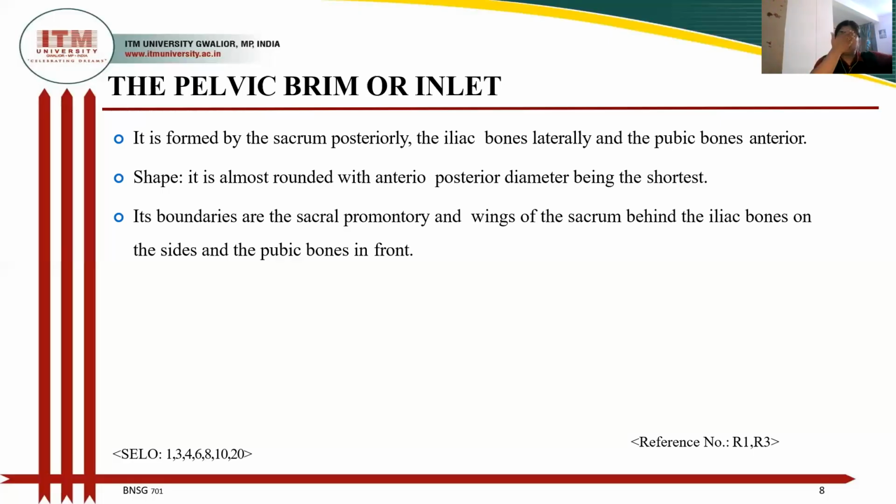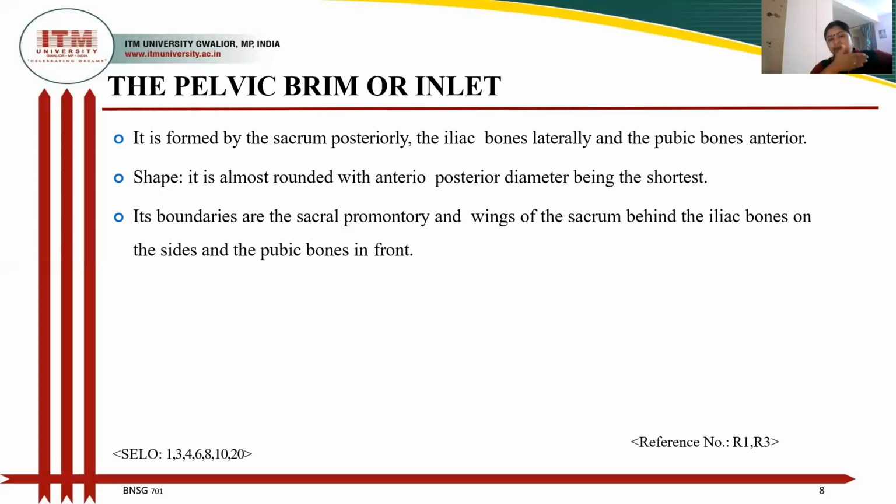What all are there when the pelvic brim is formed? At the back we have the sacrum, and the iliac bones are on both sides. We have the symphysis pubis on the frontal aspect, that is the anterior aspect. So all these together form what? They form the pelvic brim. It is formed by the sacrum posteriorly, the iliac bones laterally, and the pubic bones on the anterior aspect.